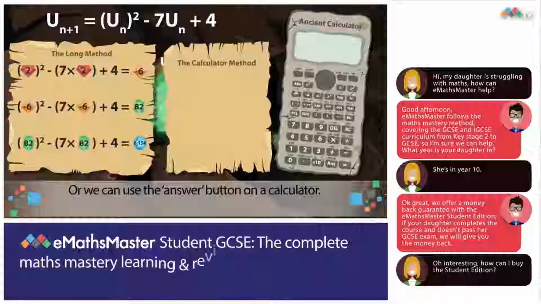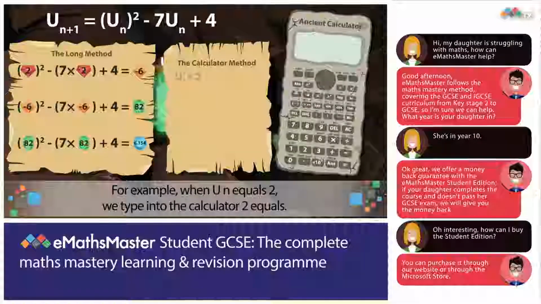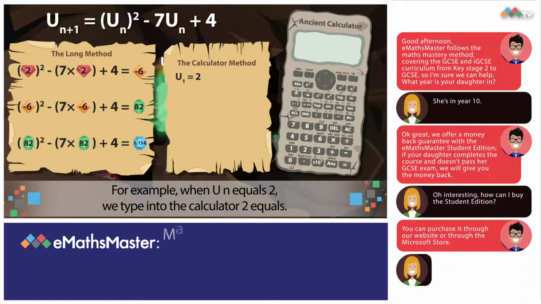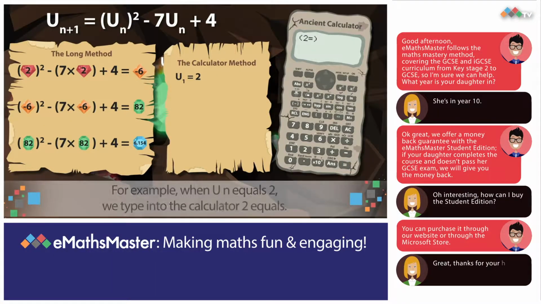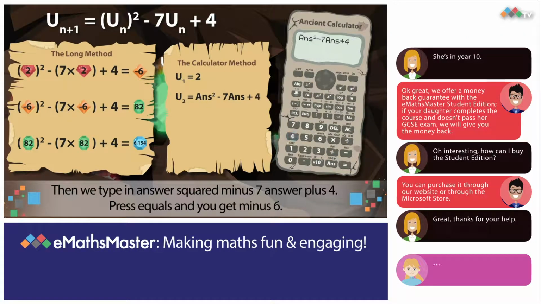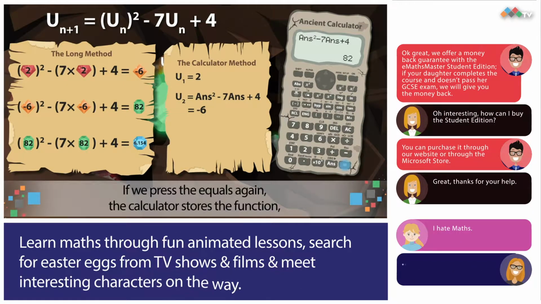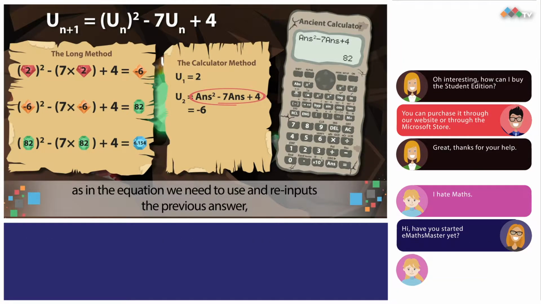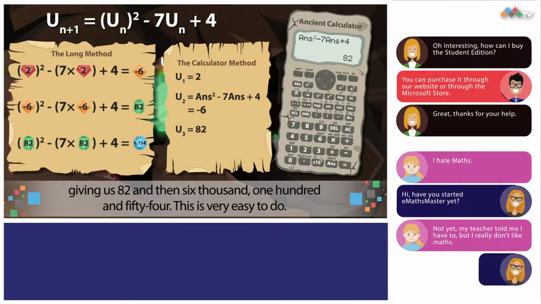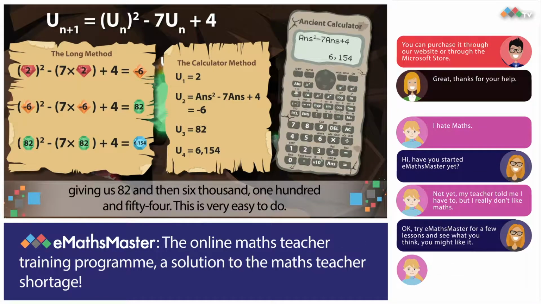Or we can use the answer button on a calculator. For example, when u1 equals 2, we type into the calculator 2 equals. Then we type in answer squared minus 7 answer plus 4. Press equals and you get -6. If we press equals again, the calculator stores the function, as in the equation we need to use, and re-inputs the previous answer, giving us 82, and then 6,154. This is very easy to do.